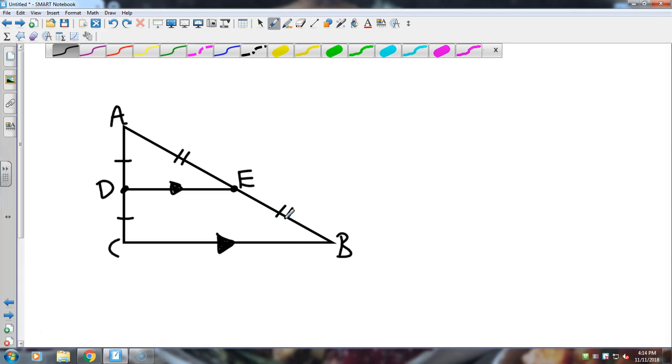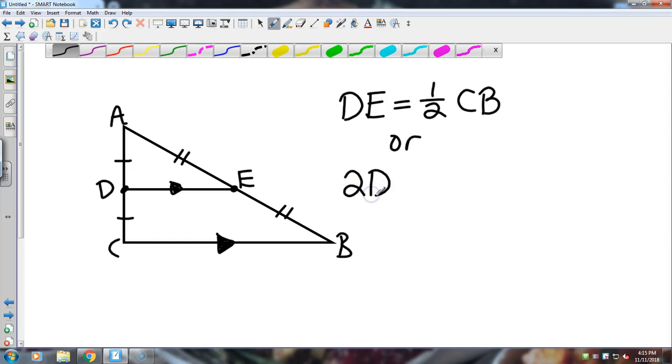What it also does is it takes our center midsegment, which is DE, and it tells us that it is half of the longest one. So DE is equal to 1/2 of CB. Or if you wanted to write that a different way, 2DE would equal CB. Again, just depending on how you like it. If you want to use the fraction or the whole number, it doesn't make any difference.